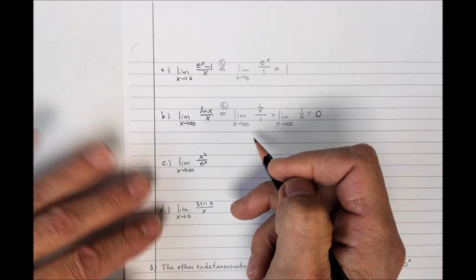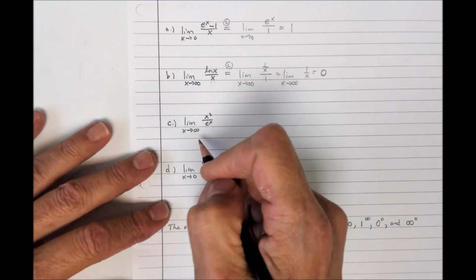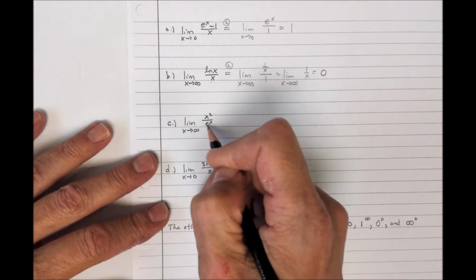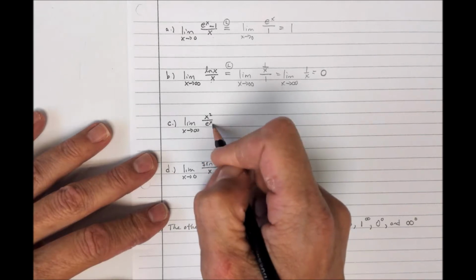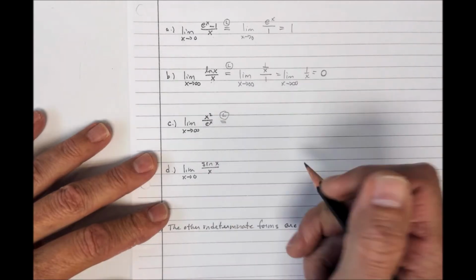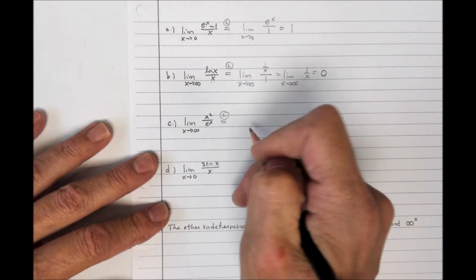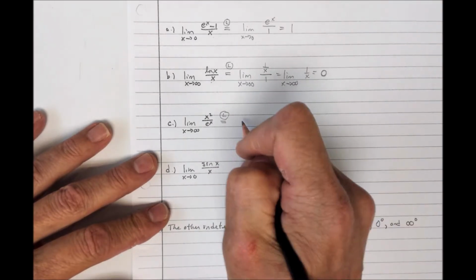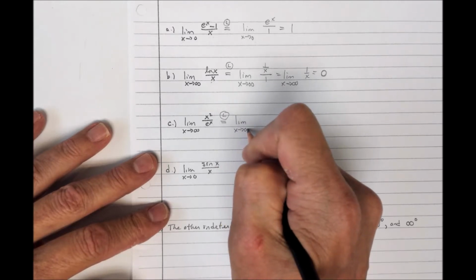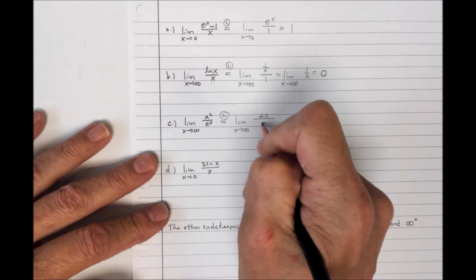Here's another example. If I use direct substitution here, I get positive infinity over positive infinity. So to solve this limit, I'm going to use L'Hopital's rule, and I'm going to take the derivative of the numerator and the denominator. Well, the denominator is easy anyway. So the limit as x goes to infinity, that would be 2x all over e to the x.